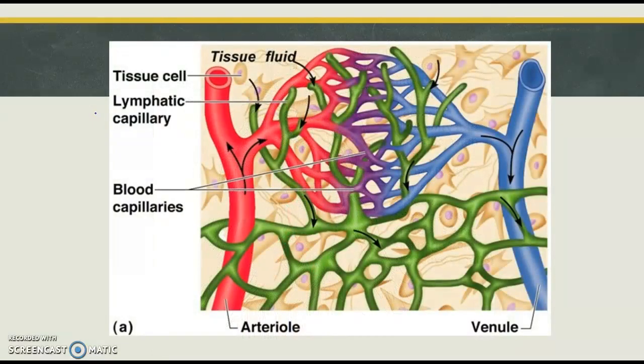This is a cool picture because this shows you how these lymphatic vessels really weave in between these capillary beds. So any kind of leaked fluid that's happening between the tissue and the capillaries can get picked up by these lymphatic vessels and then returned into the bloodstream once it's been filtered through the lymph nodes.